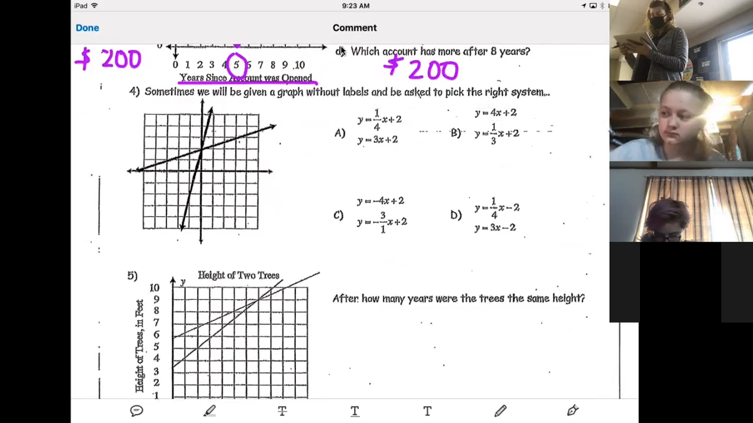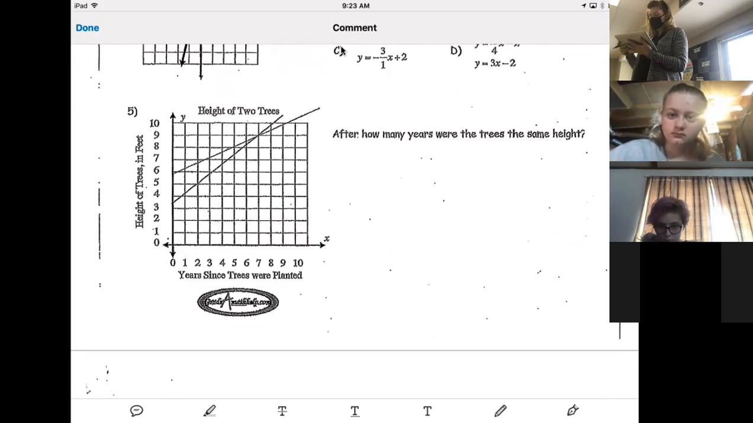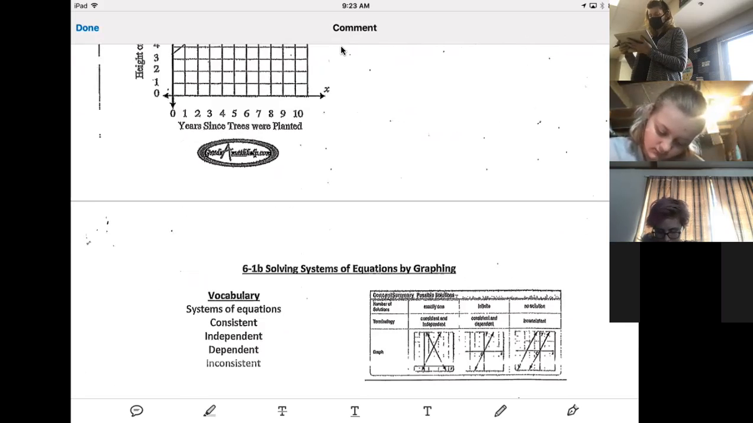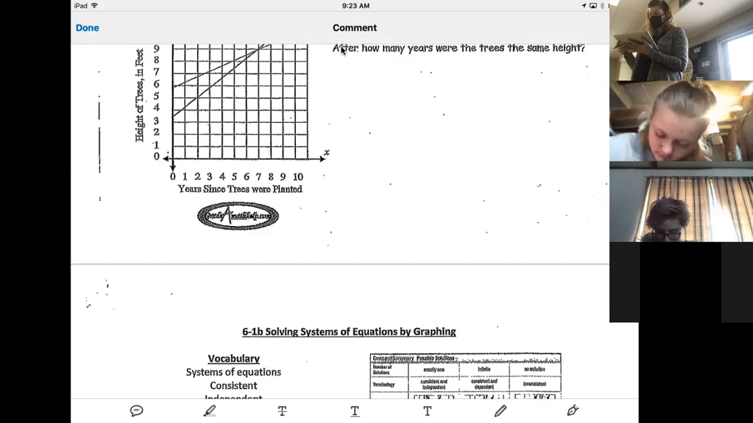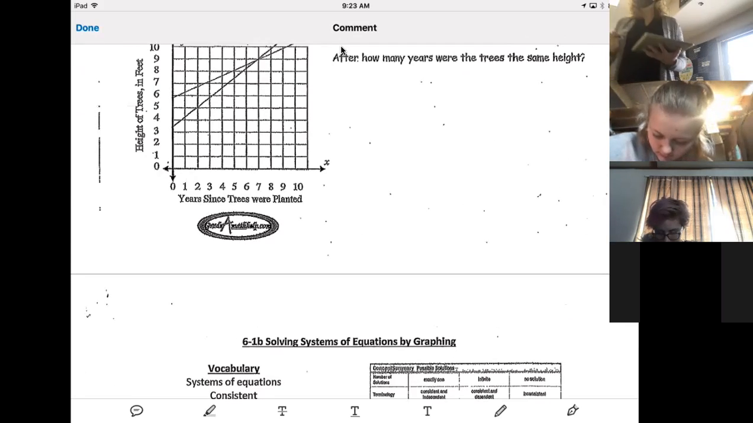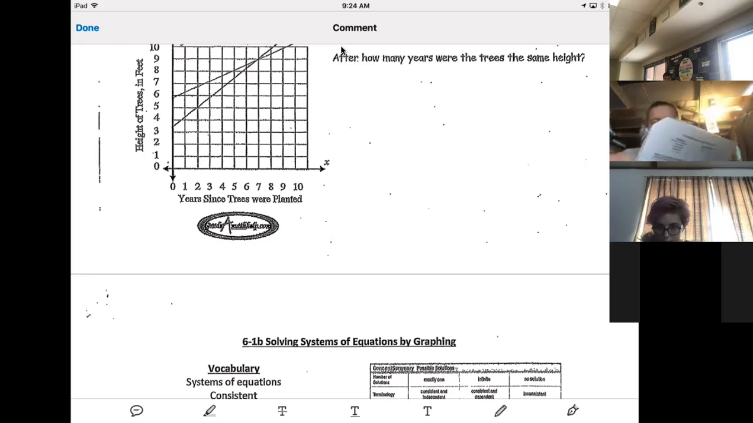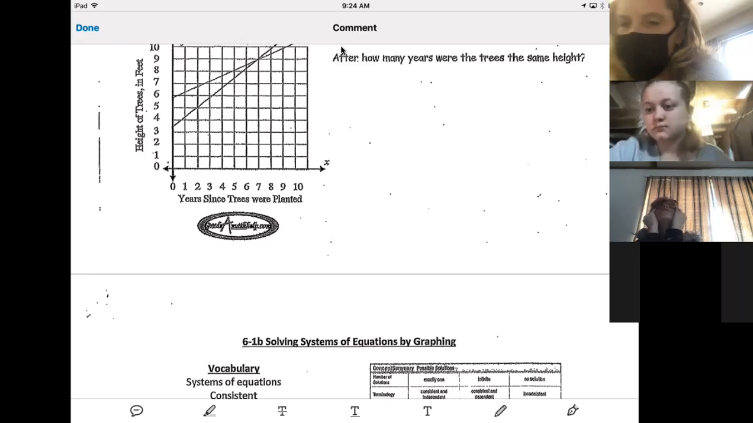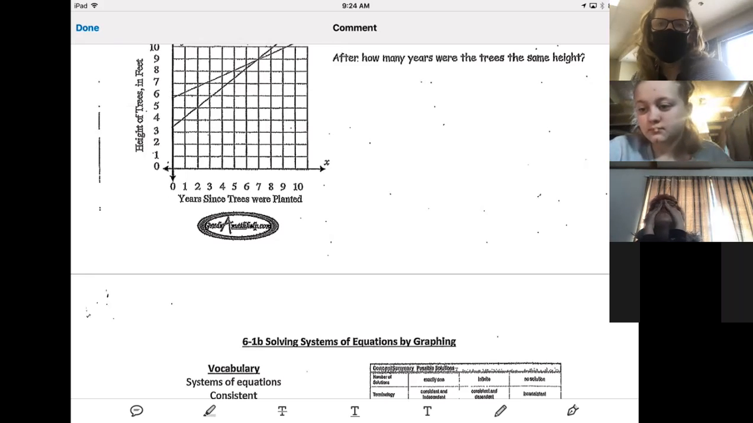I'm going to skip number 4. And I think we did that one. So, okay, here's what I want you to do. I want you to pull up the worksheet for today. And I am going to go ahead and pull it up as well. It is in Schoology.